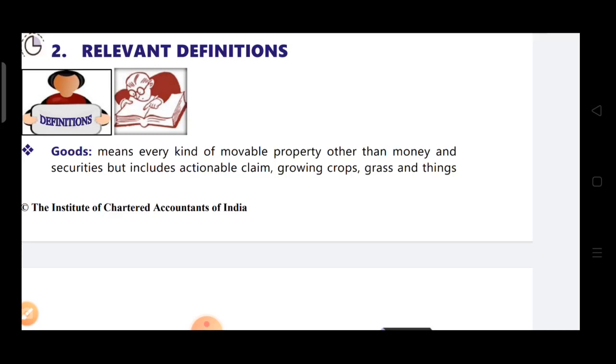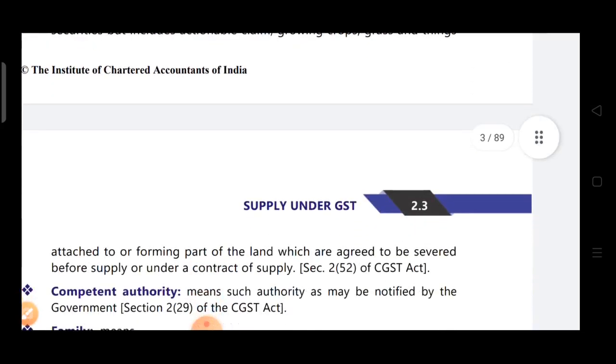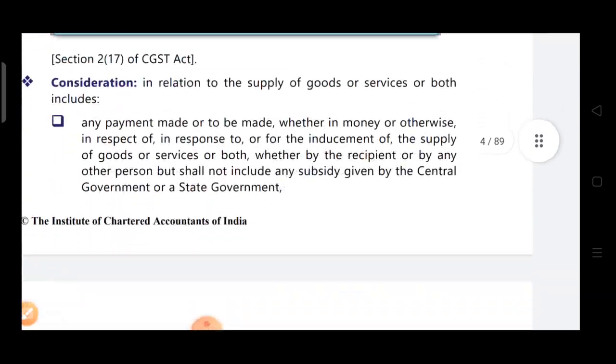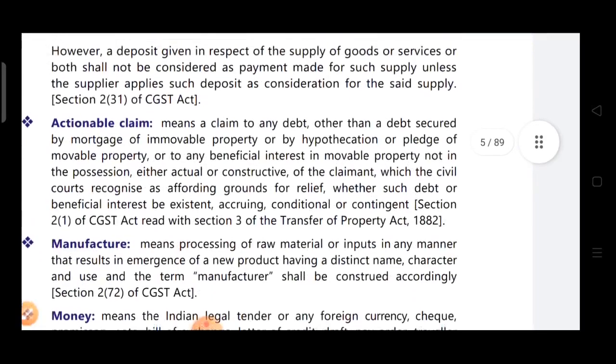Actionable claim is included, and growing crops and grass which are agreed to be severed, that is included. So actionable claim is included in the definition of goods. Now they have explained what is actionable claim.